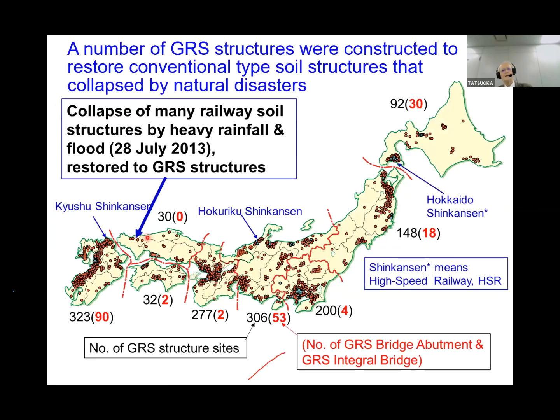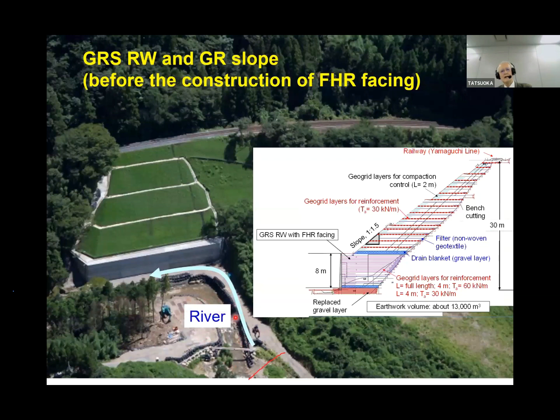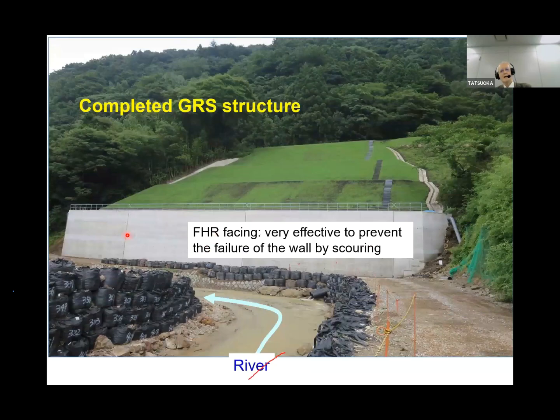More large-scale failures here during the 2013 flood. Here is the collapse of the railway embankment. Here's the railway. The height is 30 meters. Here the river is running, attacking the embankment. This is after restoration, but before the construction of the full height facing. This is a cross section of this embankment, this railway, and this is after the full height facing was constructed. This has been very effective to prevent failure of the wall by scouring by this river flow.